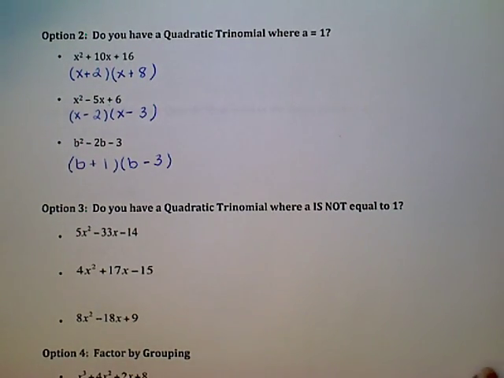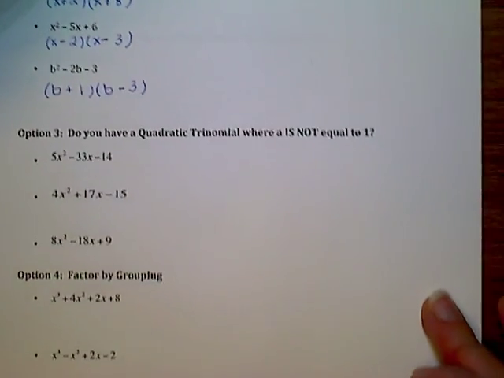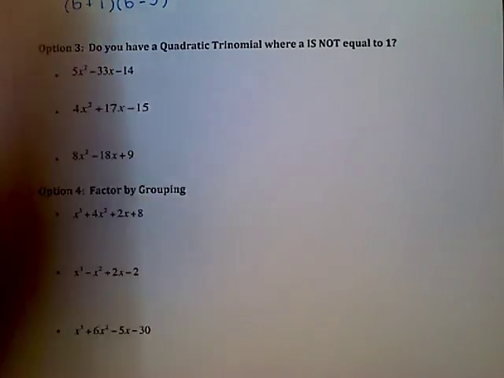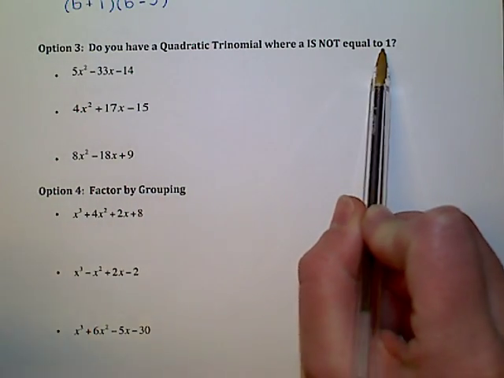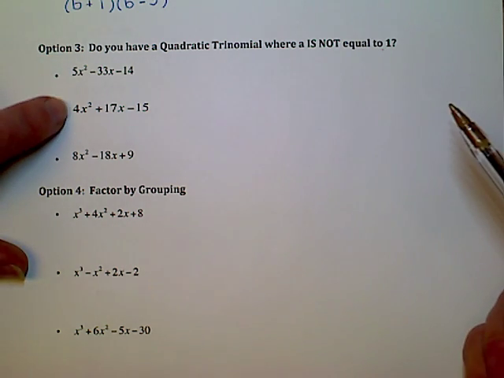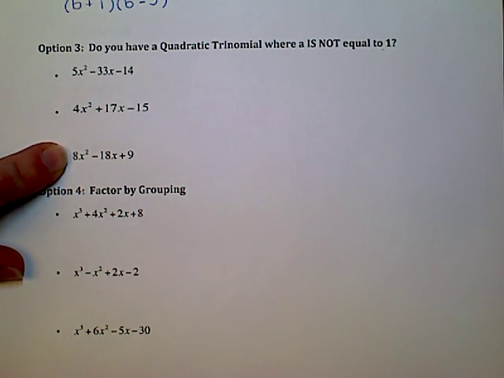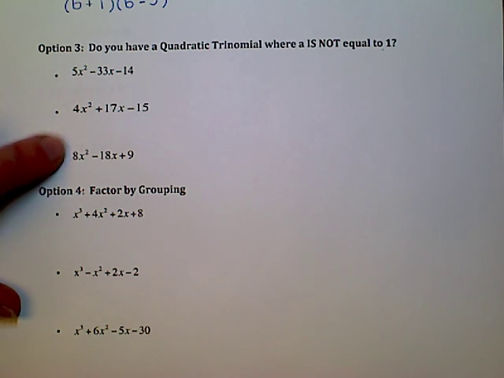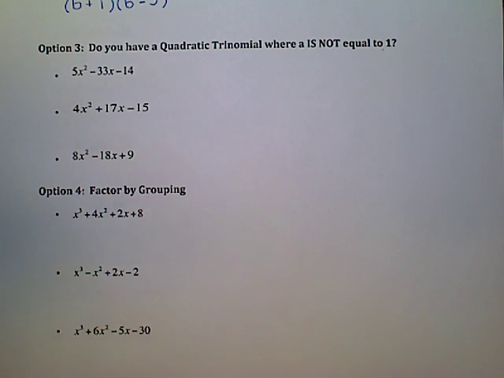So let's say you're looking at a quadratic trinomial, but the number in front of x squared is not equal to 1. So you can see on each of these examples, the number in front of x squared is not equal to 1. Still look for a GCF. You're going to see that in some of these cases, there is not one. These get a little bit harder in that you may not get the right answer right away. It might take a couple tries.